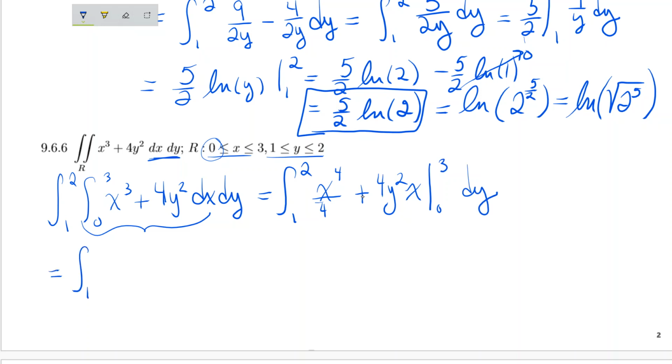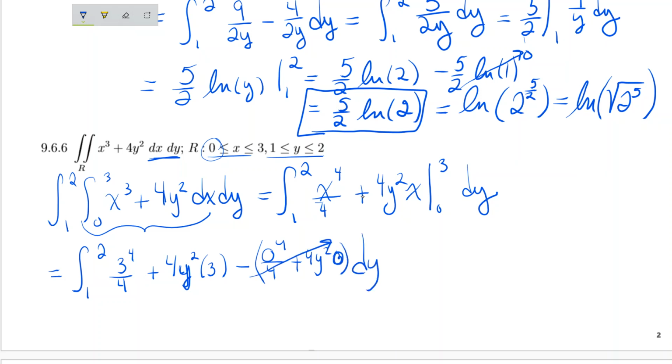So the integral from 1 to 2 of 3 to the 4th over 4 plus 4y squared times 3, minus, well, this is just going to be 0 to the 4th over 4 plus 4y squared times 0. This just ends up being 0, so I can just go ahead and ignore it. That's all 0. Let me rewrite that cleaner. So I have the integral from 1 to 2 of 3 to the 4th power, so that's 81 over 4, plus 3 times 4 to get 12, y squared dy.